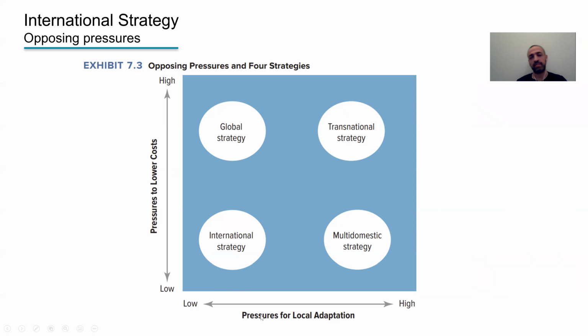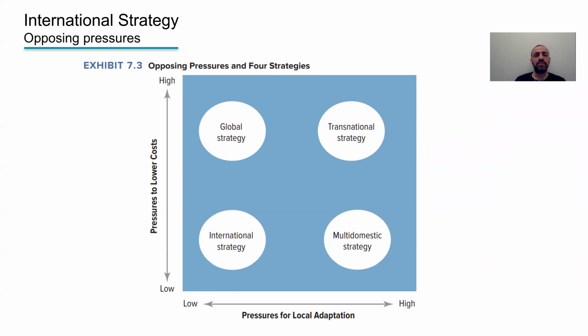When the pressure for local adaptation and for lowering your cost is low, you will choose an international strategy, so you can have economies of scale. For example, McDonald's could have a hamburger with the same bread, the same burger. Everything is similar, and there is no pressure from both sides. So you can easily choose the international strategy.